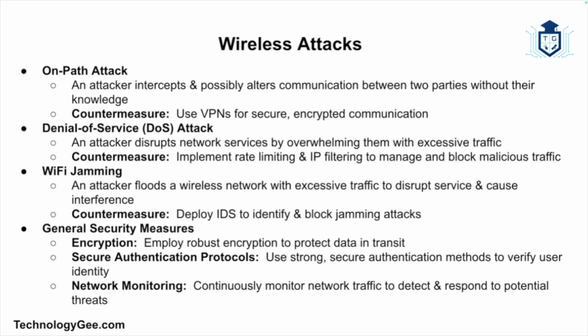Next type of wireless attack is called an on-path attack. And this is when an attacker intercepts and possibly alters communication between two parties without their knowledge. And a countermeasure to this is to use VPNs for secure communication.